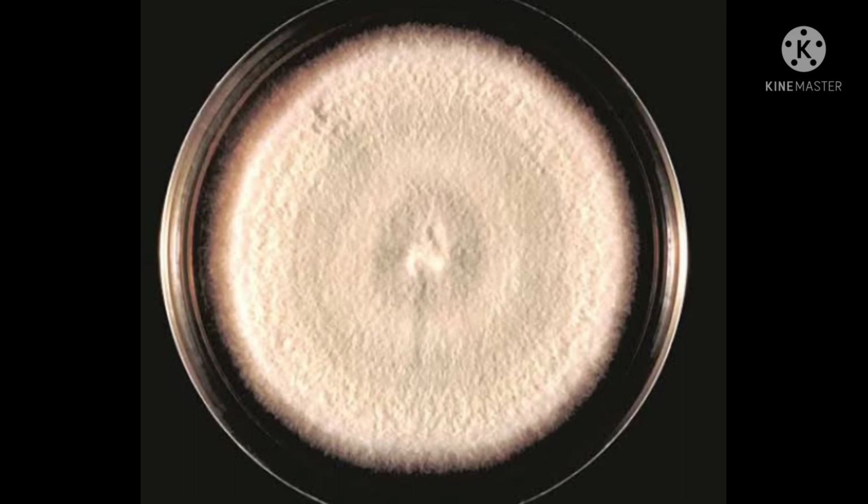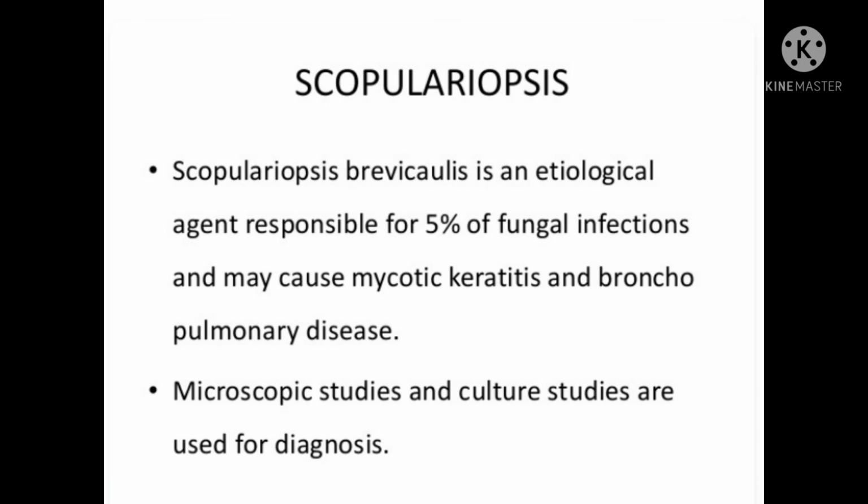The next disease is scopulariopsis. Scopulariopsis is an etiological agent responsible for 5% of fungal infections and may cause mycotic keratitis and bronchopulmonary disease. Its symptoms may include onychomycosis, keratitis, invasive sinusitis, and prosthetic valve endocarditis. And treatment with oral agents was the best method to cure them.